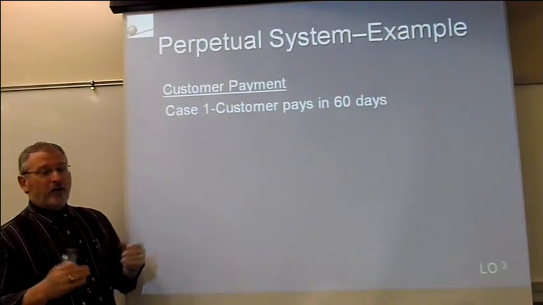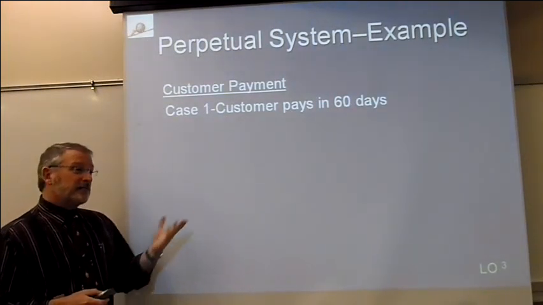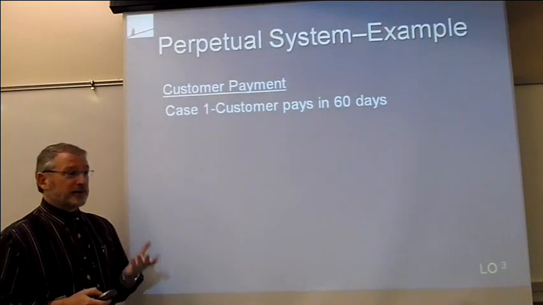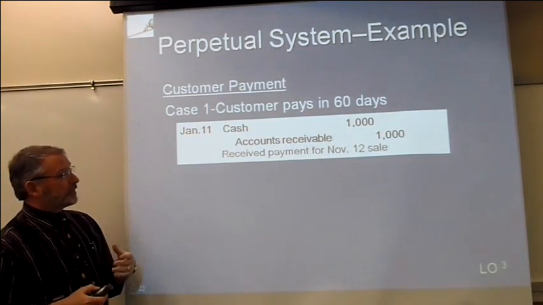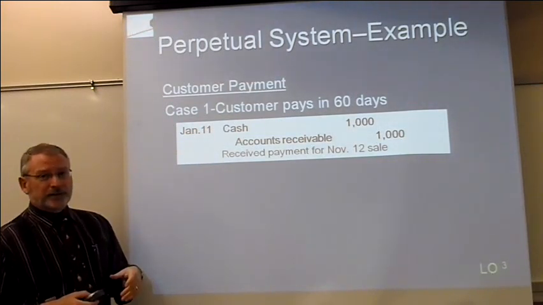Following through then, hopefully the customer pays us. If they pay within 60 days, what would we expect to see? If they owe us $1,000, we would expect to receive $1,000, and in fact that's what we get. A debit to cash for $1,000 and a credit to accounts receivable.